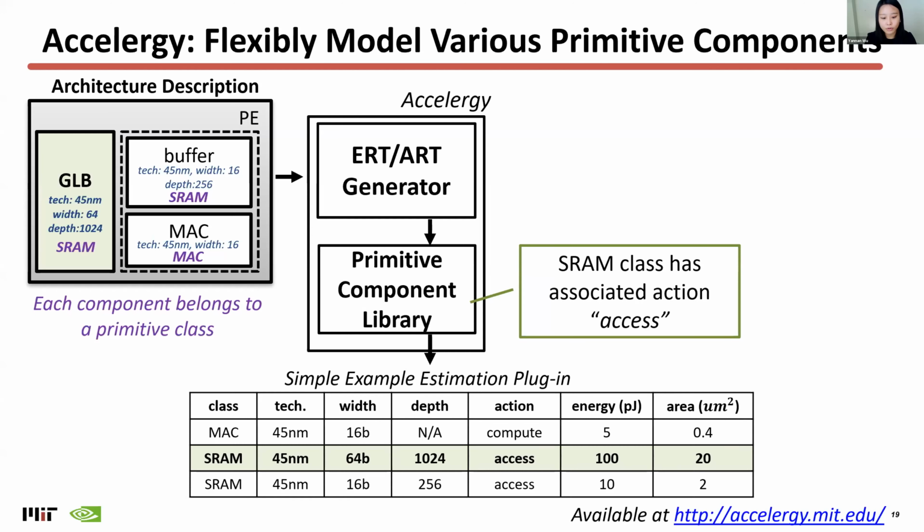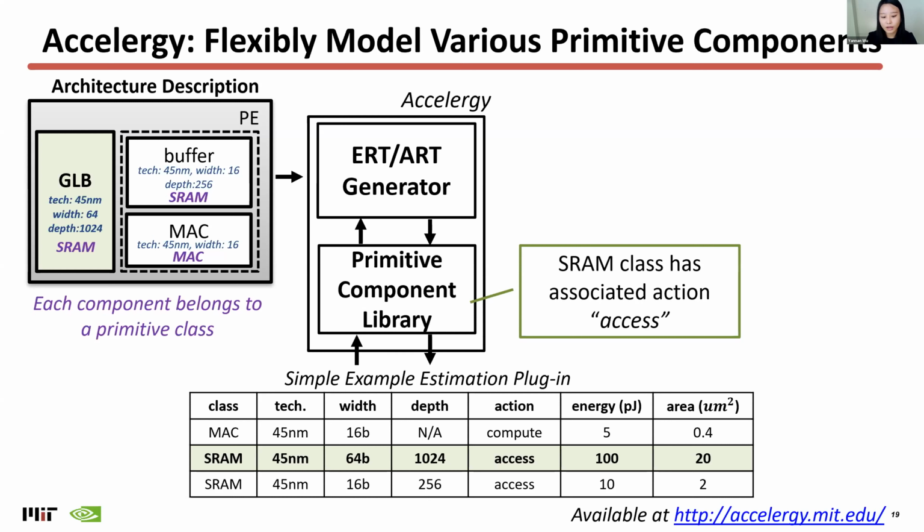So an example simple estimation plugin will contain information that is related to a component in the architecture. Here we're showing a very simple example where the plugin contains a database which stores the energy consumptions of the various components in the architecture. By receiving the request, this estimation plugin will find the most matching entry and send the energy and area results all the way back to the energy reference table generator.